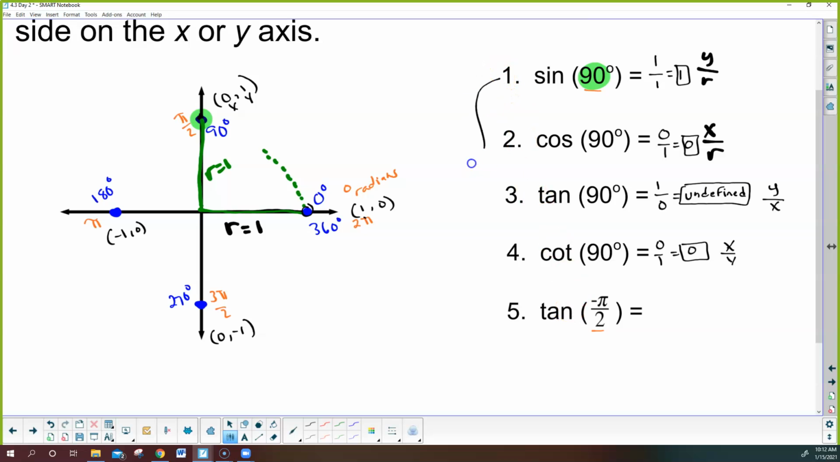Okay? So notice all 4 of these problems were based off of the same reference angle. 90 degrees, 90 degrees, 90 degrees. It's all based off of this point right here. And then I decided to just throw one random one at you to see how we would do on that.